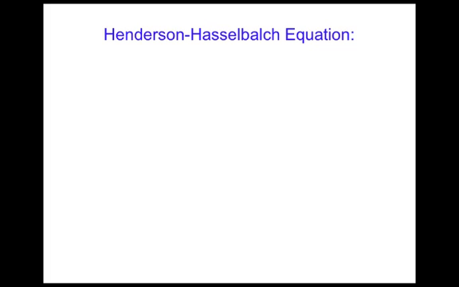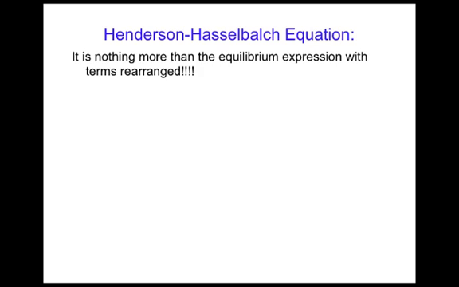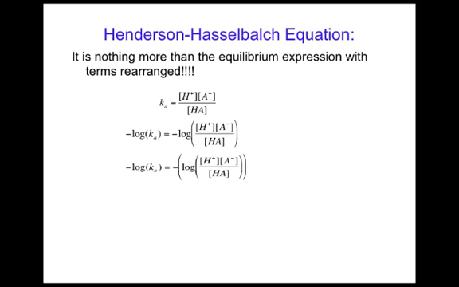So we're basically going to try to explain where the Henderson-Hasselbalch equation came from. It's actually nothing more than the equilibrium expression, but with the terms rearranged. You'll see that. Just start with the equilibrium expression. Now let's take the negative log of both sides of that equation. You could think of the negative log as the negative of the group of all that. You'll see why I wrote it like this later. So I really haven't changed anything on the left or on the right.